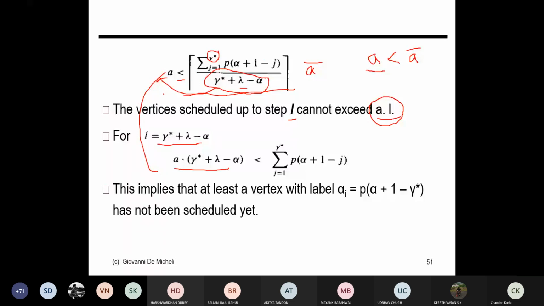I'm just rewriting this expression because I'm assuming L is this. So A into L is this part, which is nothing but this, right? So what does it signify? Very important to understand this.